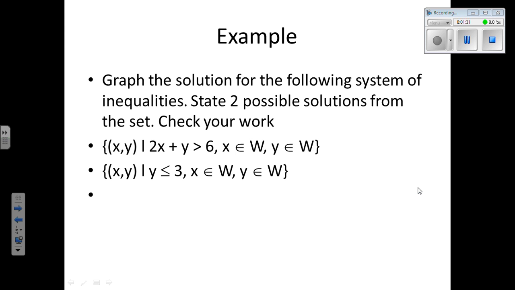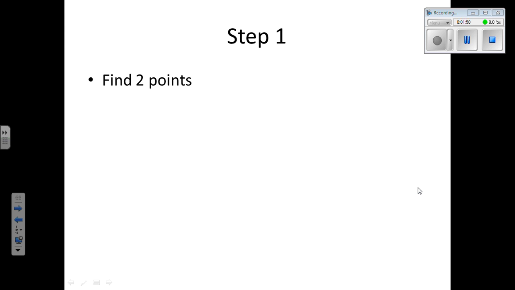So we have 2x plus y is greater than 6, and then we have y is less than or equal to 3. So let's start this off. First we need to find 2 points for each so we can put it onto our graph.